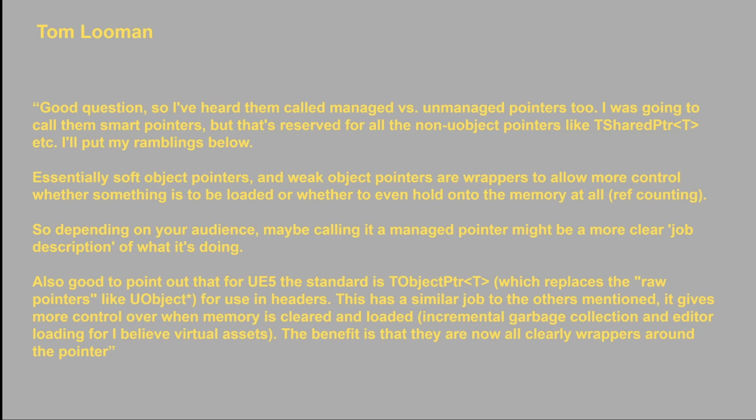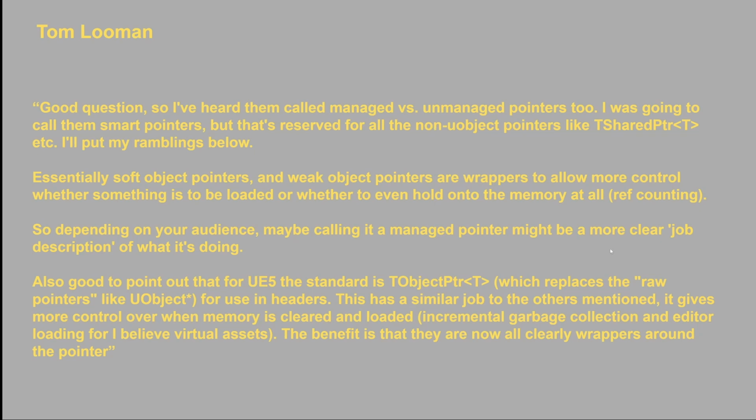And this is what he had to say. Good question. I've heard them called managed versus unmanaged pointers too. I was going to call them smart pointers, but that's reserved for non-UObject pointers. Essentially, soft object pointers and weak object pointers are wrappers. Yeah, so depending on your audience, calling them managed pointers might be more clear.